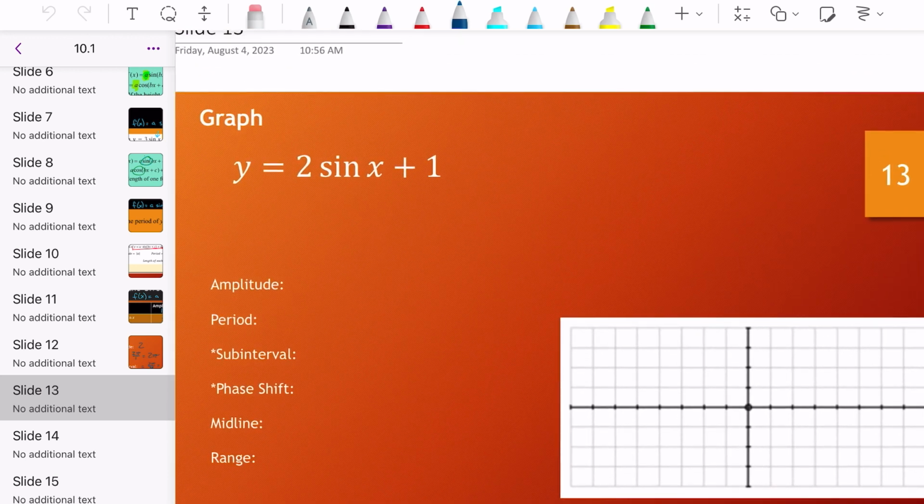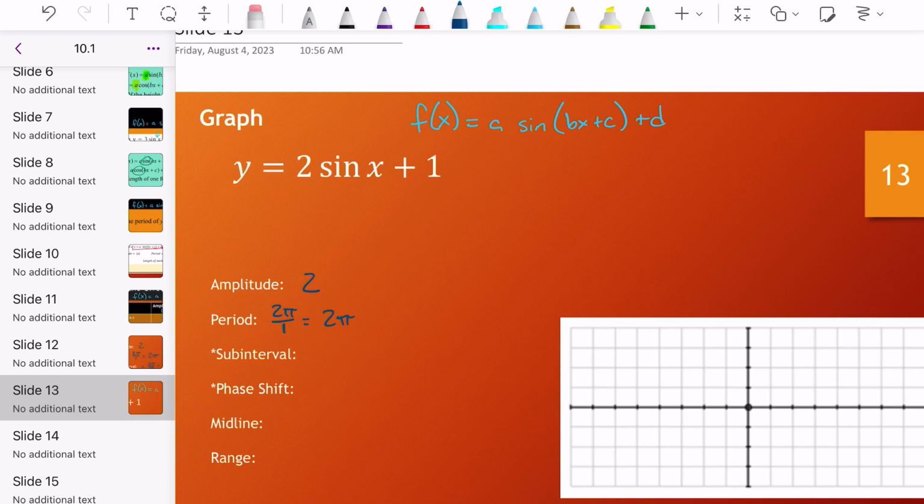Now we're going to work the problem the exact same way. In case you need to write it down, I would suggest going ahead and writing it down. F of x is equal to a sine of bx plus c plus d. Our amplitude in this case is going to be 2. Our period, remember, is 2 pi over b. In this case, our b is going to be 1, which means our answer is 2 pi.